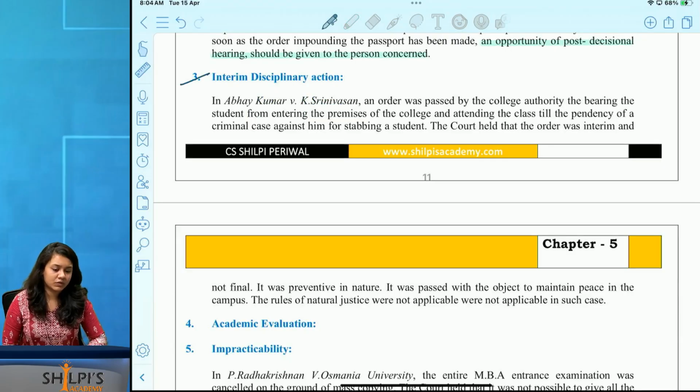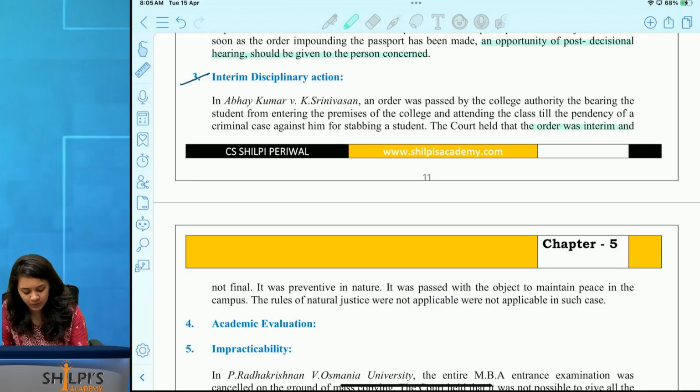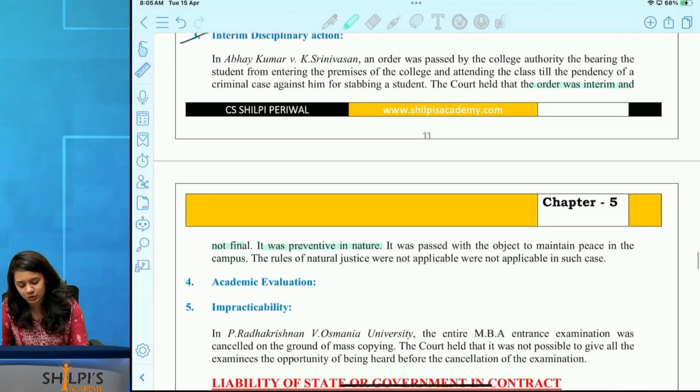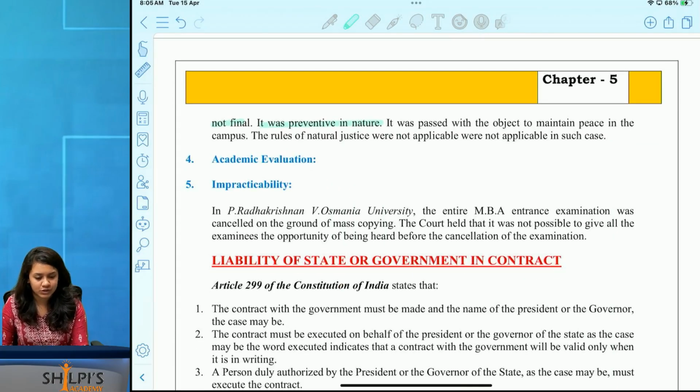In Abhay Kumar versus K. Srinivasan, the order was passed by the college authority barring the student from entering the premises of the college and attending class till the pendency of the criminal case against him for stabbing a student. Now the court held that the order was of an interim nature and not final, and it was merely preventative in nature. The objective was to maintain peace in the campus, and in this case the principles of natural justice are not applicable, because please understand, interim disciplinary action is usually of a temporary nature, and therefore can be excluded from the principles of natural justice.